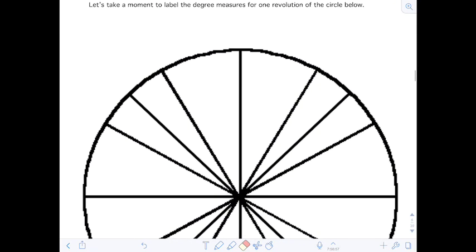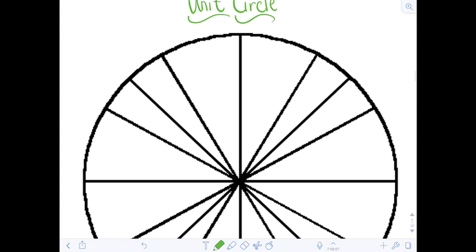Okay, now we're going to label our unit circle. Everyone hears a lot about the unit circle. So here we go. This is our unit circle, and we don't know anything about radians yet, so we are going to label it in degrees. So first we're going to do degree measures for 1 full revolution of the circle below. Now there's lots of different ways you can break this down, but I'm going to break this down into 90 degree angles, then 45s, then 30s and 60s. Those are our special angles that we're going to focus a lot on, the 30s, the 60s, the 45s, and the 90s, the quadrantal angles.